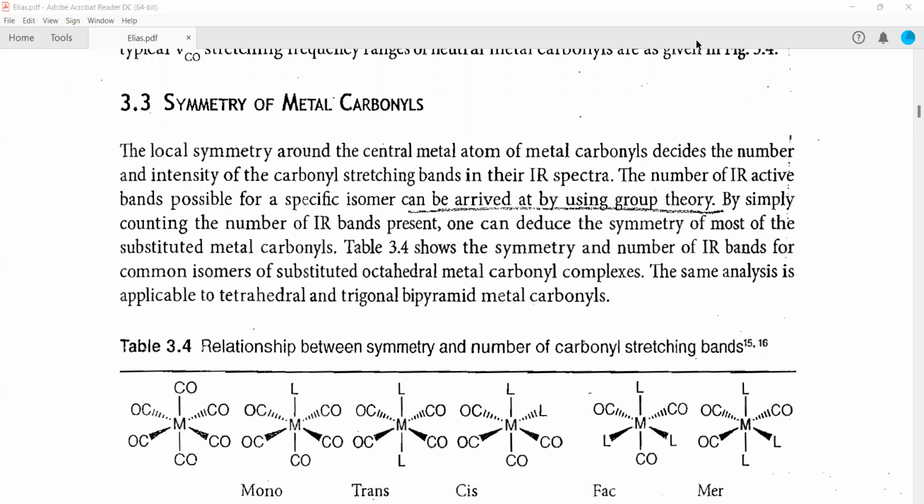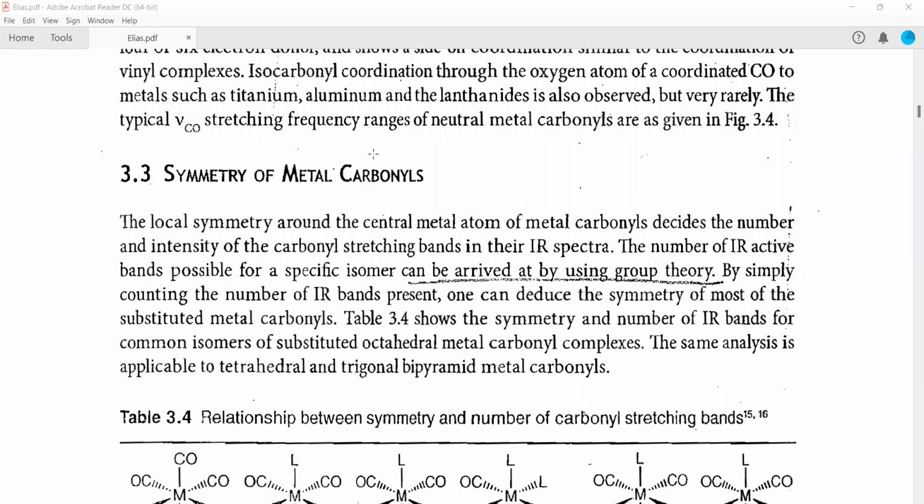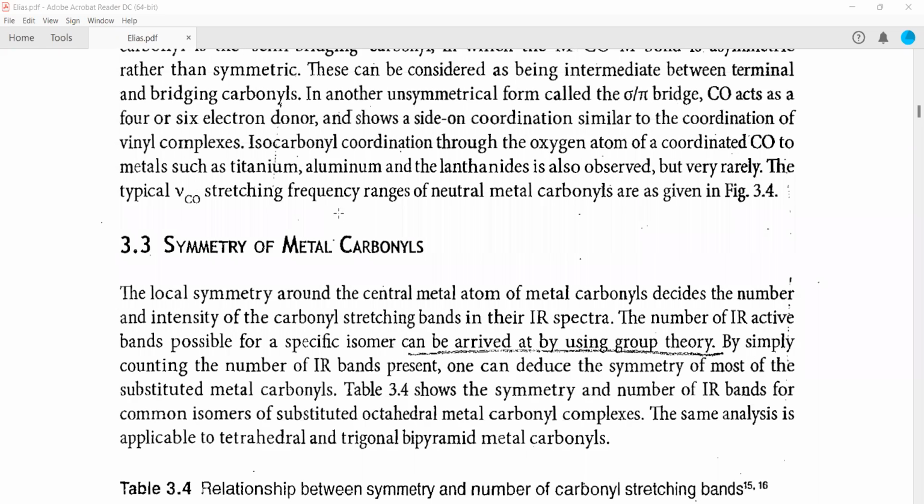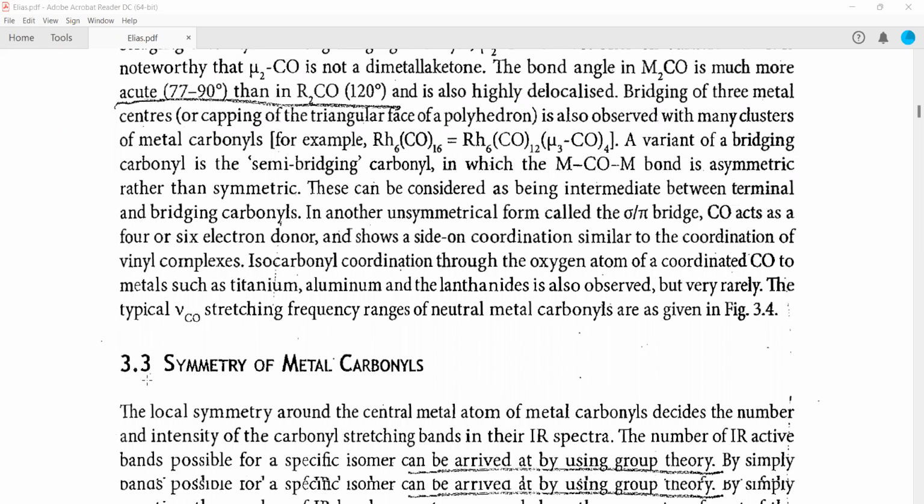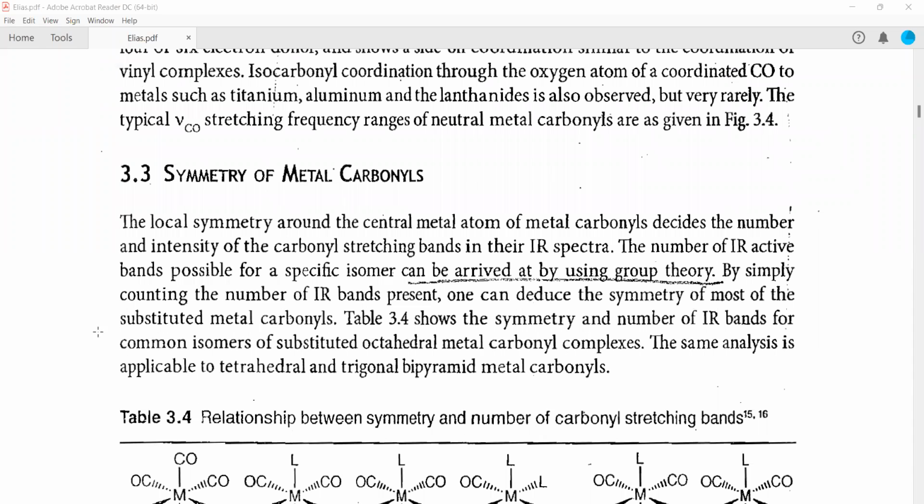Hello everyone. In the last lecture, we started studying the metal carbonyls and completed unit 3.2. So let us move forward and study the symmetry of metal carbonyls.